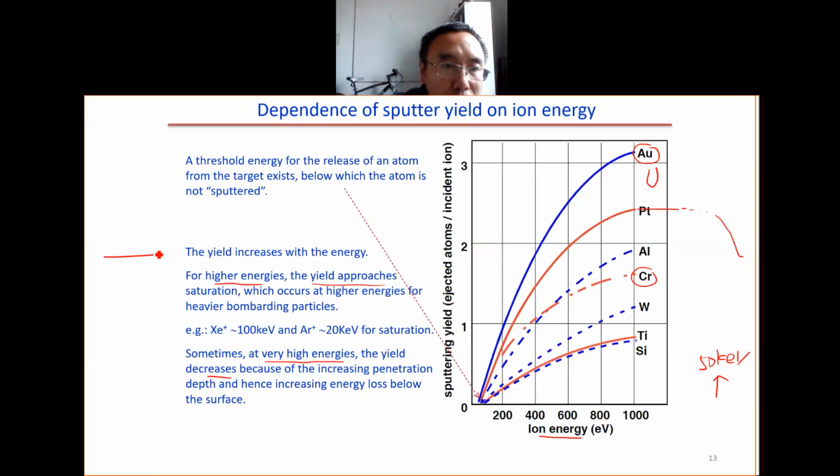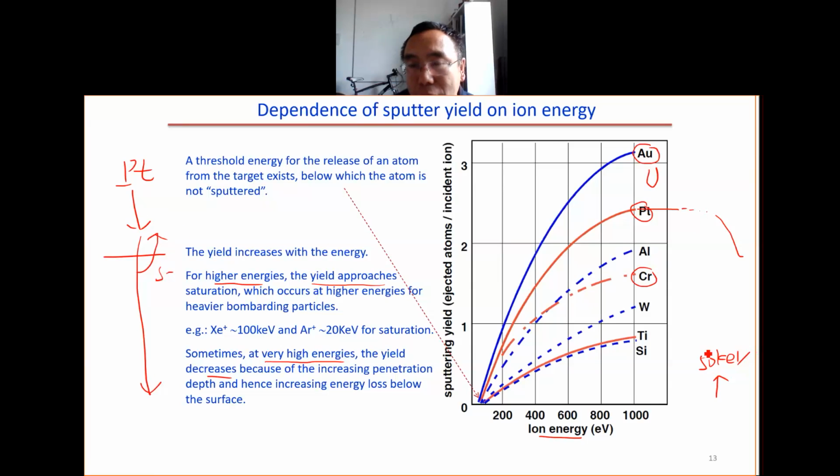This is because if the energy is very high, as in this platinum on the silicon wafer, the ion goes very deep. When it goes very deep, not many platinum atoms get sputtered away. So the yield gets lower at very high energy. This is something like implantation into the substrate.